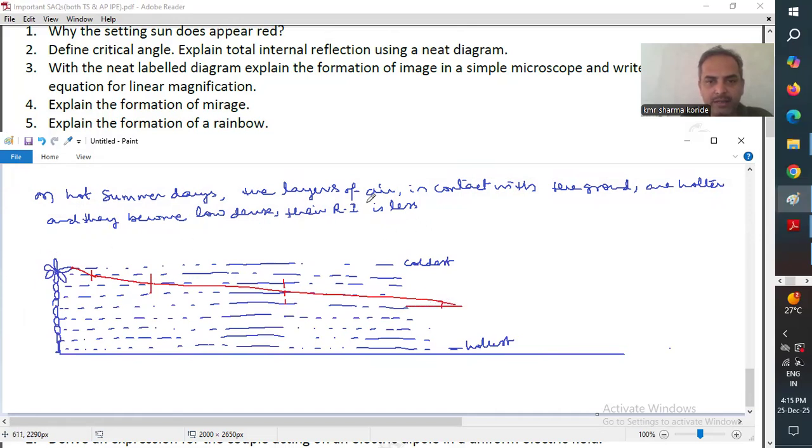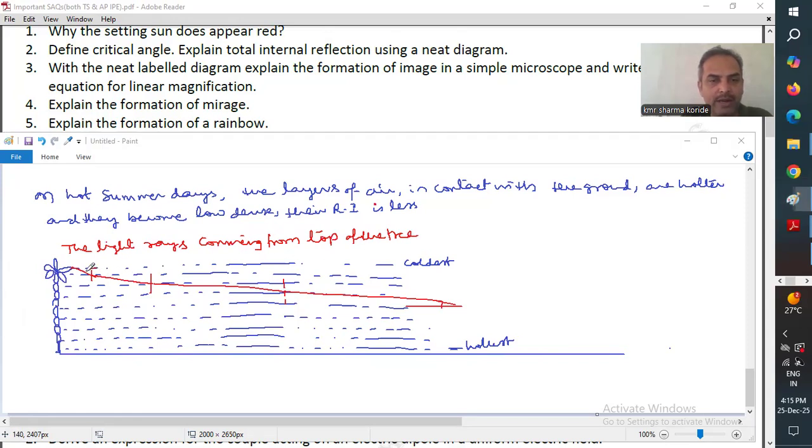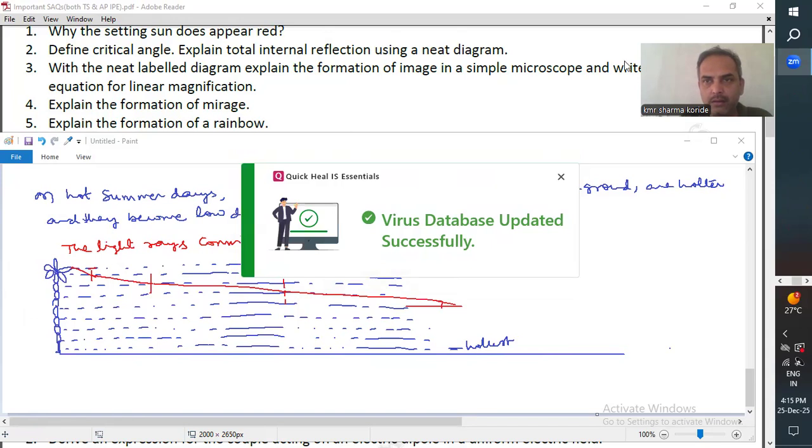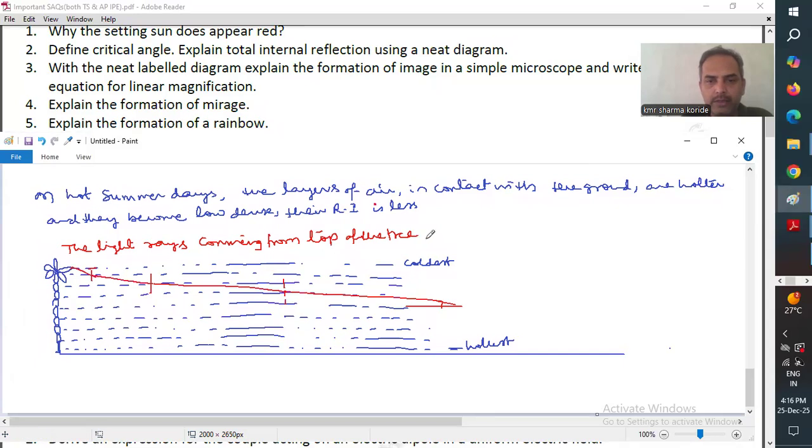So the light rays coming from the top of the tree, because at the top of the tree the layers of air are cold and high dense.